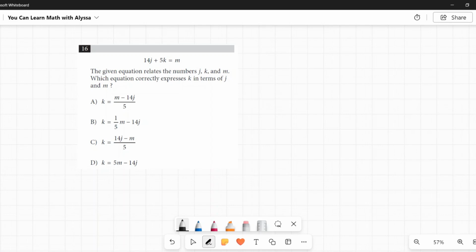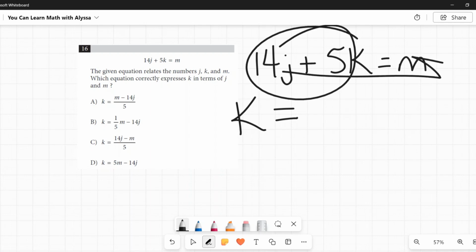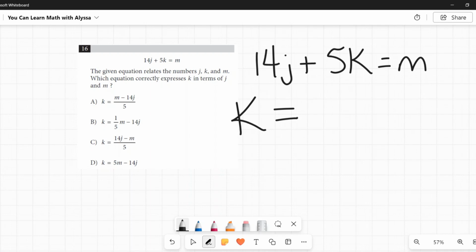You're not going to get a number, like a solution for this variable, in this case, k. You're not going to find out that k equals 5 or something like that. No. They want you to have k equals, and they want everything else moved over onto the other side. So I'm starting with 14j plus 5k equals m, and they want everything else over here and k all by itself. Another phrasing you might see is solve for k.